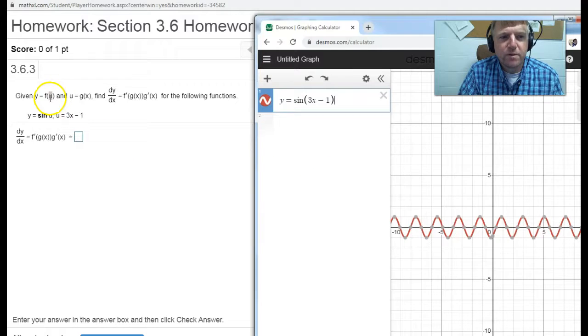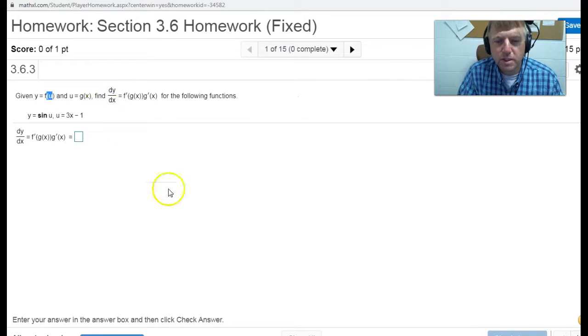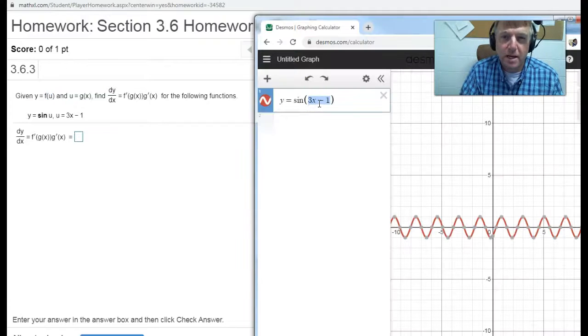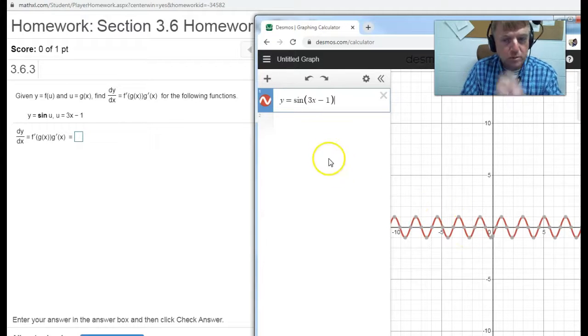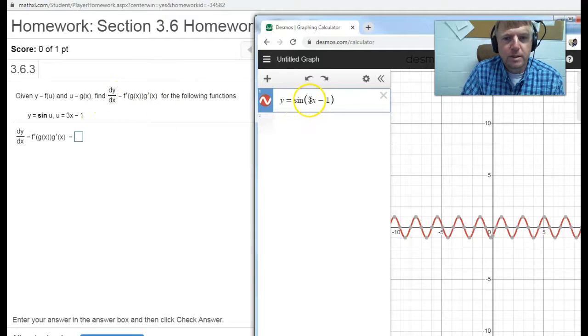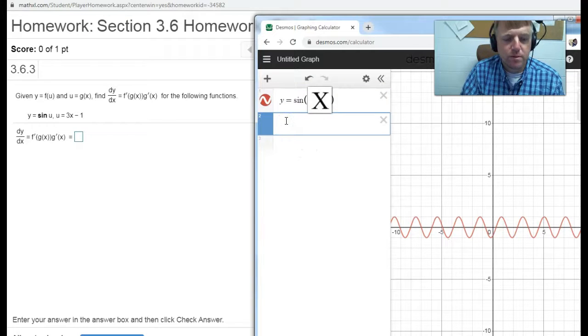Now, what does the derivative tell us? The derivative tells us the slopes of the tangent lines. So it should make sense then, having something in there besides just x is affecting the tangent lines. So the chain rule shows us how it affects it. So what we have to do is treat this as if it were a variable, the 3x minus 1. Imagine if it were just x. What would be the derivative?